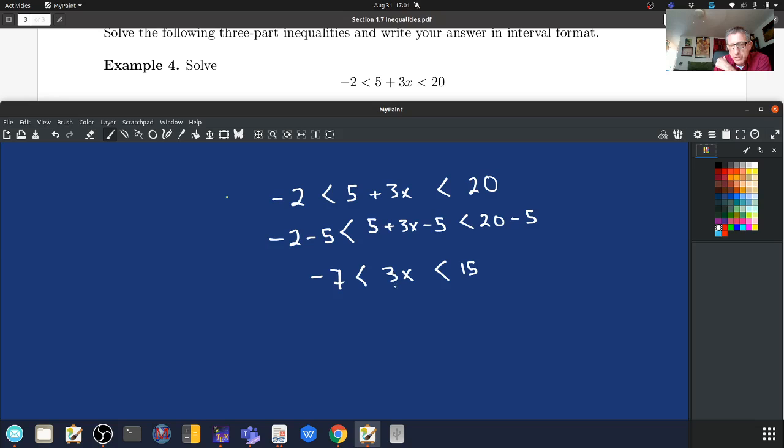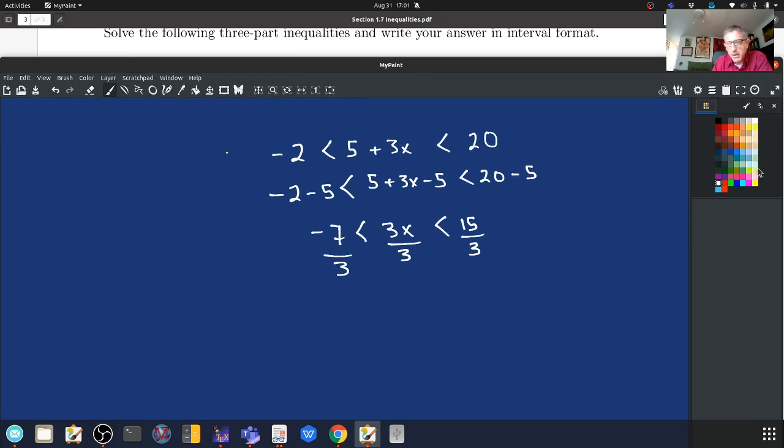Notice that the coefficient of x is 3. That's positive. If it were negative, I would have to multiply all three parts by a negative 1 and flip the signs. But thankfully it's not. So I'm going to divide the middle by 3, the right-hand side by 3, and the left-hand side by 3. 3 is positive. There is no sign flippage involved. So I get minus 7/3 is less than x is less than 15 divided by 3, which is 5.